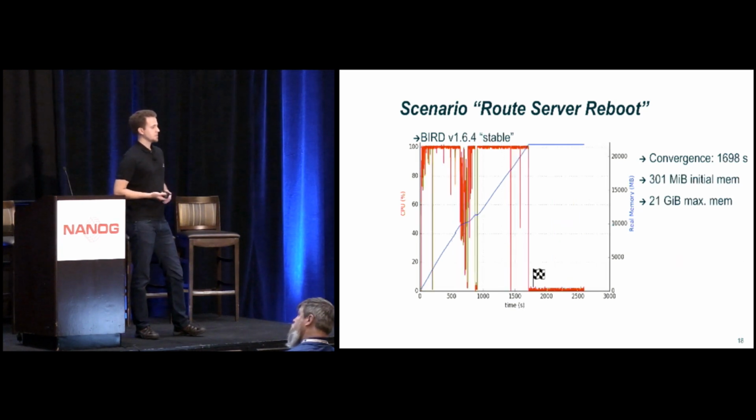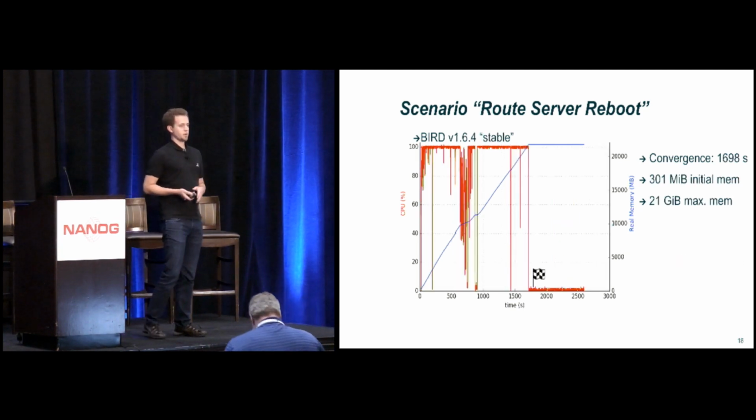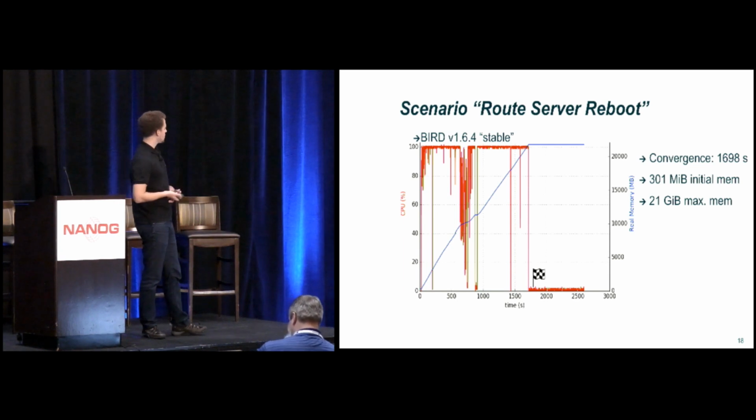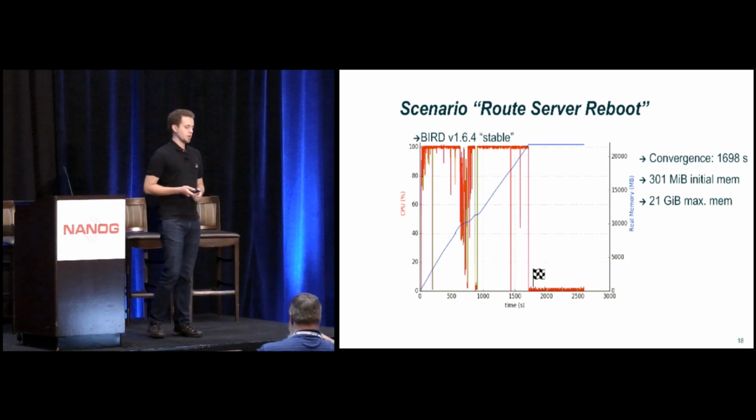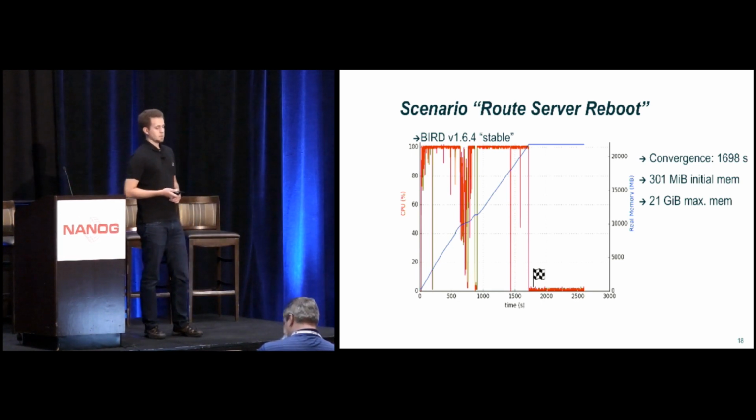And for comparison, we're running the current stable version of BERT. That's version 1.6.4, and it's a bit faster to converge. It also takes less initial memory and about the same memory when all peers are up.